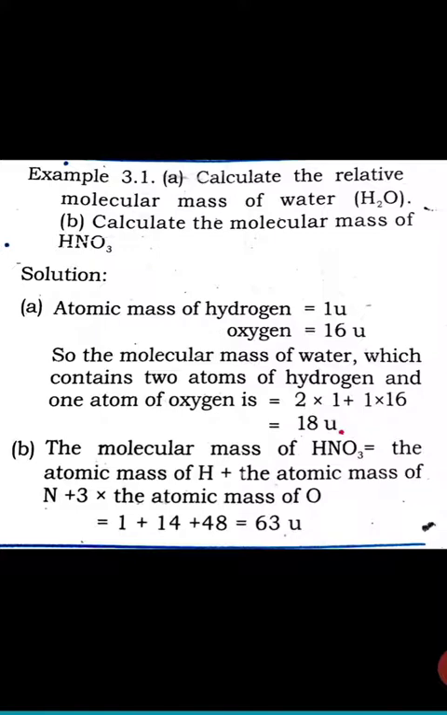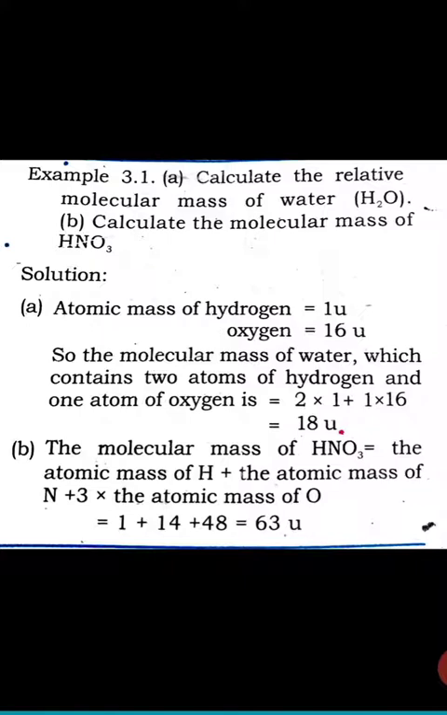Nitric acid is made up of hydrogen, nitrogen and oxygen. From the formula, it's very much clear that there is 1 atom of hydrogen, 1 atom of nitrogen and 3 atoms of oxygen. Then how will you find out the molecular mass? 1 atom of hydrogen, that is 1 into 1. Nitrogen, its atomic mass is 14. So 1 into 14 plus 16 into 3.